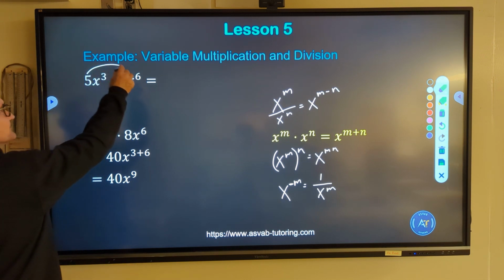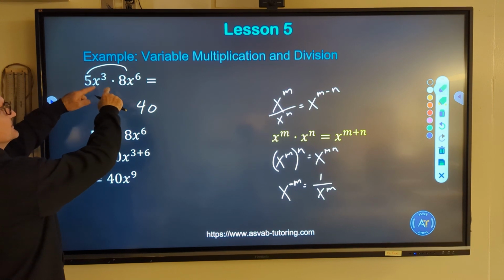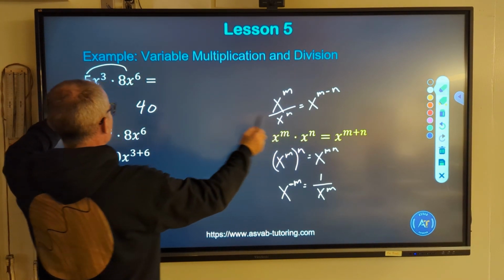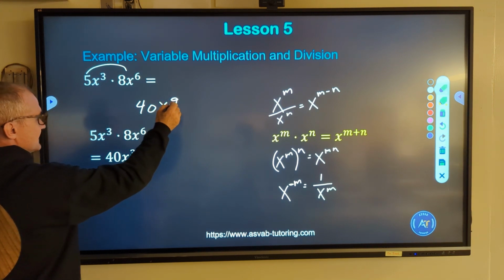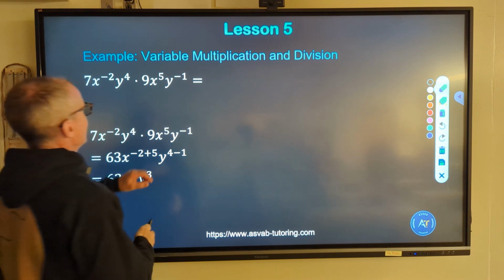So first I have 5 times 8 gives me that 40. X to the third times x to the 6th. I'm using this rule of exponents right here. I add them together to get x to the 9th, and that's my answer right there, 40x to the 9th. All right, here's another one.